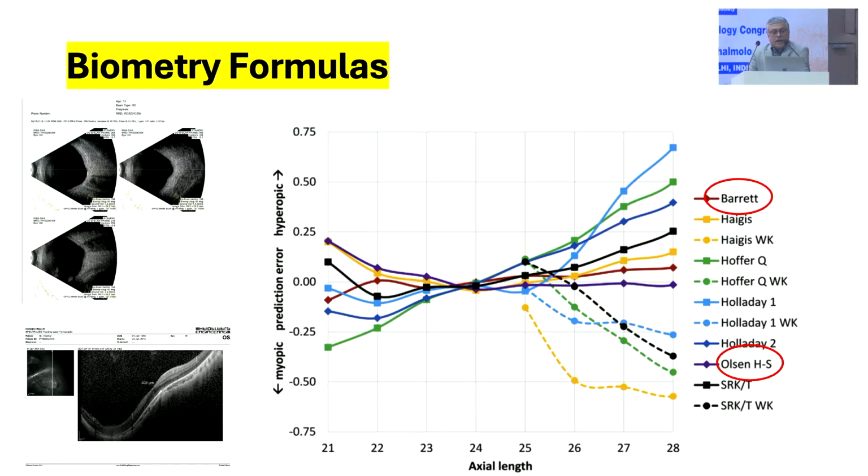refractive surprise. And there are the newer generation formulas, which is another technological advancement. Barrett and Olsen formulas are fairly accurate in all ranges of axial length, from 21 millimeter to 28 millimeter. These are the two lines which are almost within 0 to minus 0.25 and plus 0.25. Those are the most accurate and precise formulas for high myopic cataracts.